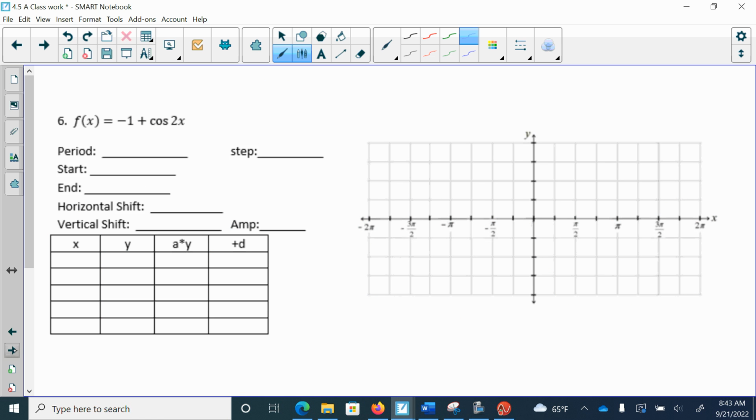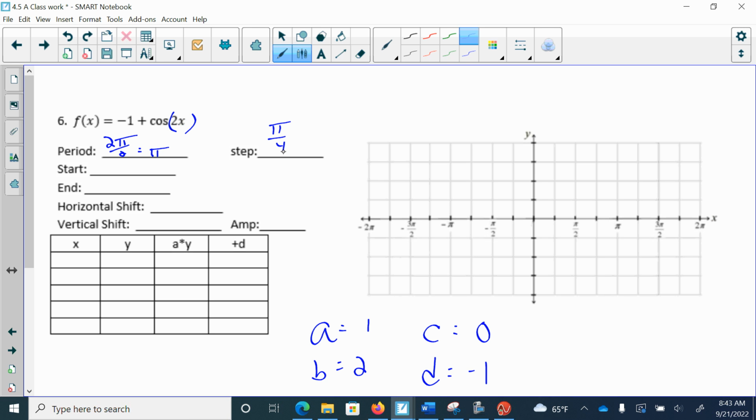So again, identifying my A is 1, my B is 2, my C is whatever I'm subtracting. Well, there's nothing there, so that's going to be 0. And then my D is whatever I'm adding or subtracting on the outside, which is negative 1. So when I go to do this, I'm going to take my period, which is normally 2 pi, divided by the B, which is 2, and I get a period of pi. That means every pi units, the curve is going to start repeating itself. My step is pi over 4.